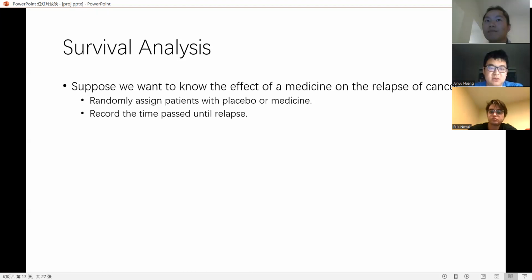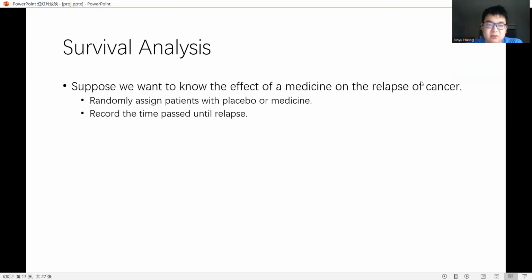First, I will discuss what survival analysis is, and I will use an example. Suppose we want to know the effect of a medicine on the relapse of a certain cancer, and we do a clinical trial. We randomly assign patients to placebo or the medicine, and we record the time that passes until the relapse.